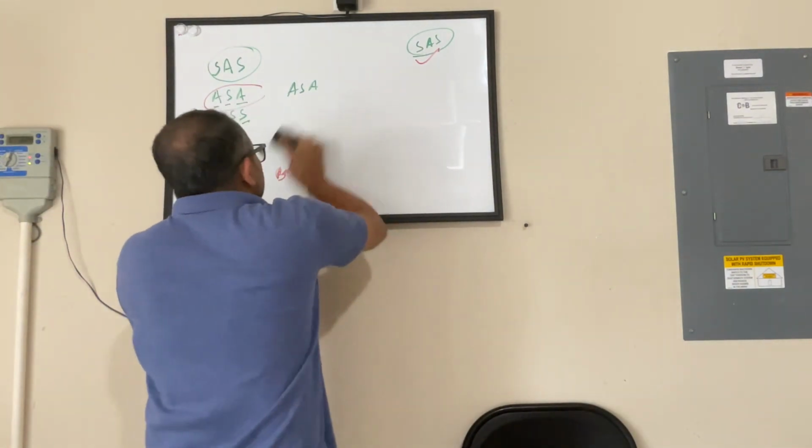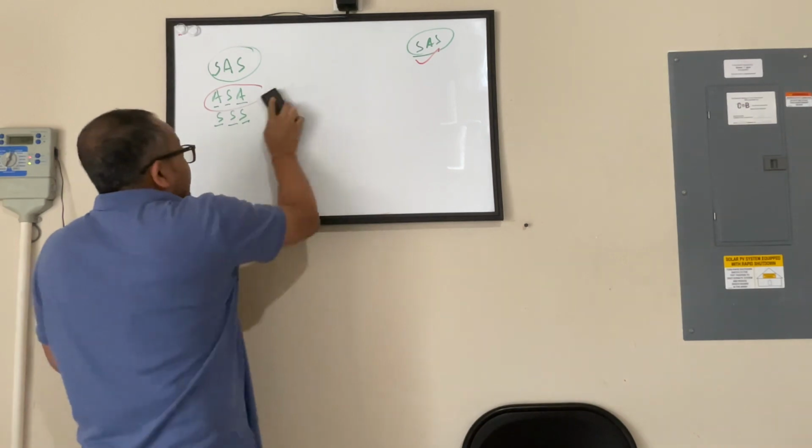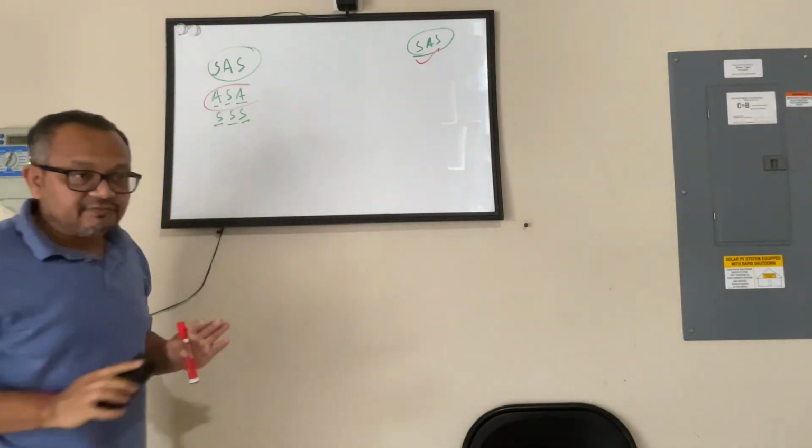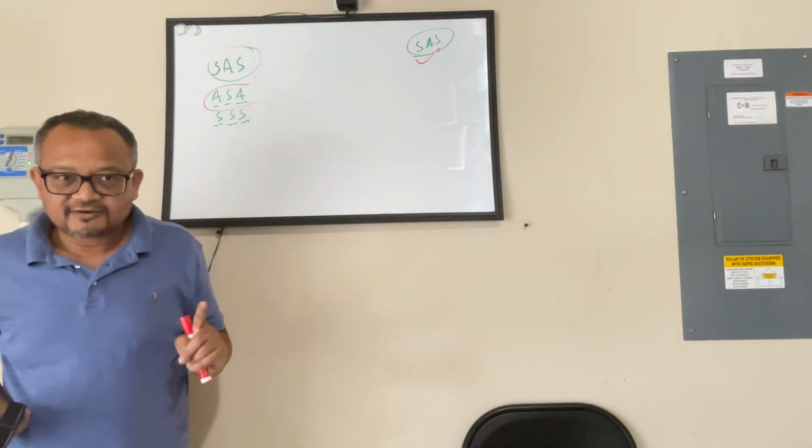So let's look at SSS. ASA we looked at. Any confusion so far? I don't think I'm confused.